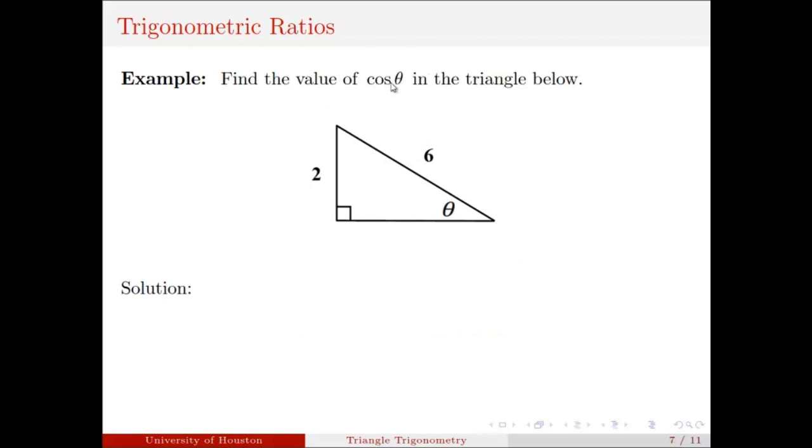In the next example, let's find the value of cosine of theta in the given triangle. First, recall that the cosine of theta is equal to the adjacent side over the hypotenuse. We notice that the adjacent side in this triangle is not given, so first we have to solve for it. By the Pythagorean theorem, we have b squared plus 2 squared equals 6 squared.